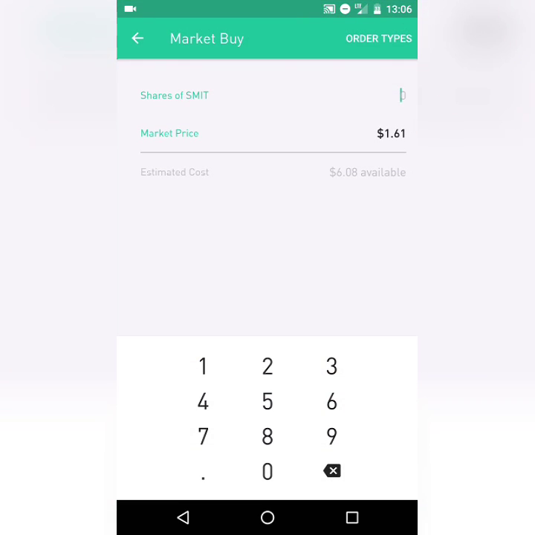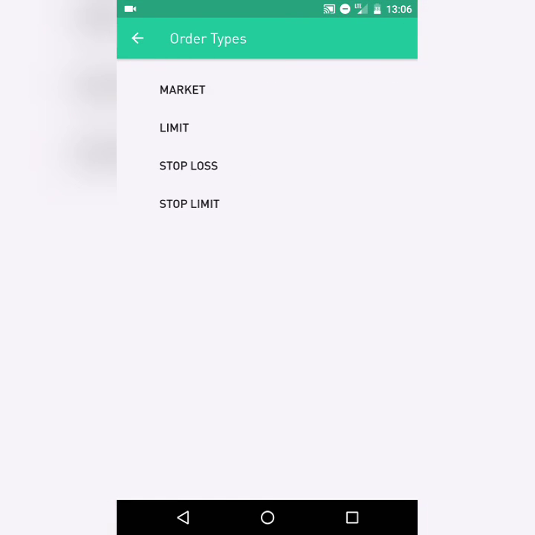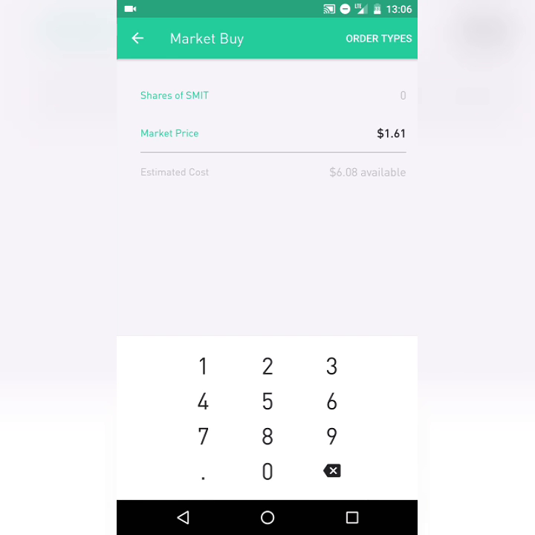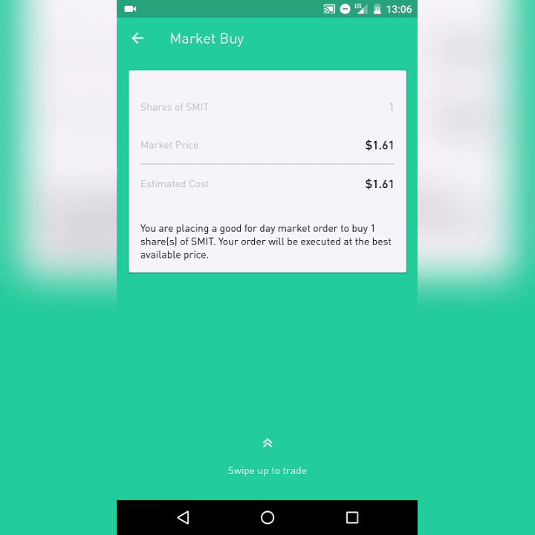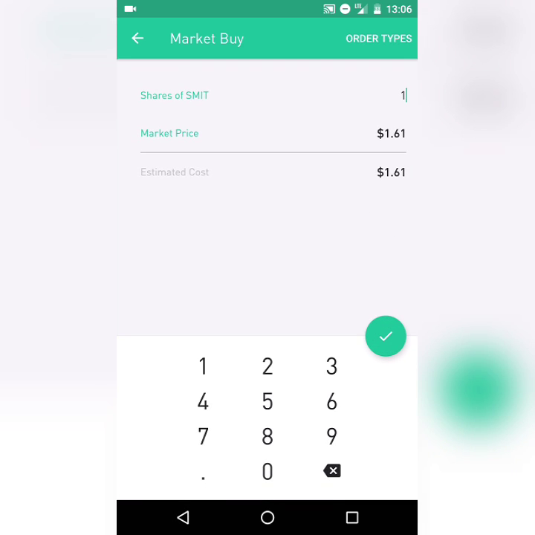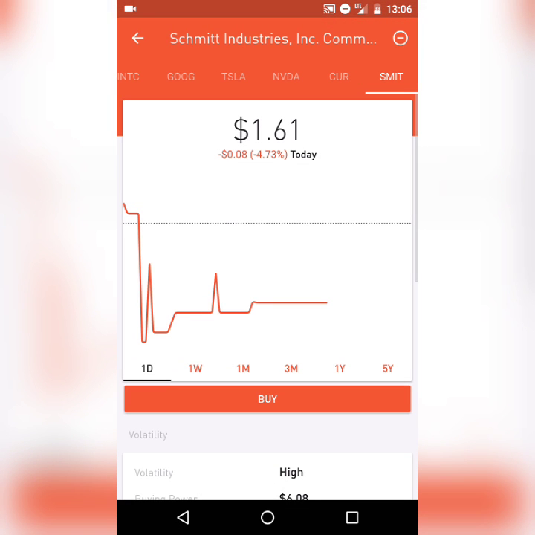So if you click on buy, you'll see up in the top right hand corner different order types that can be placed. Market order, limit, stop loss, and stop limit. So let's go through and check out what these are. A market order, if you wanted to put a market order in, you'd simply specify how many shares you'd like to buy, for example, one. And then you would simply swipe up to buy that particular stock. So whatever the current price is, that's what you'd buy it for.